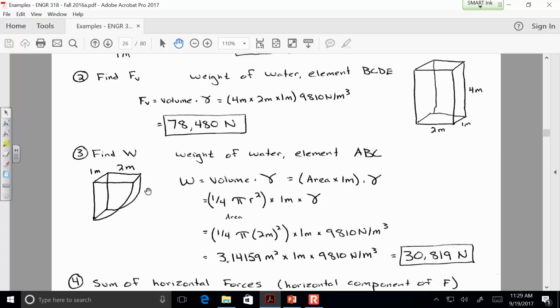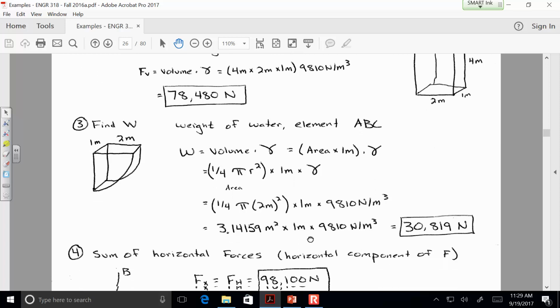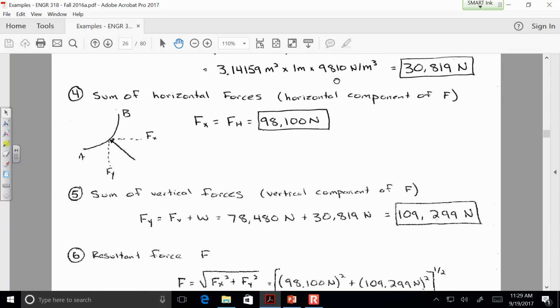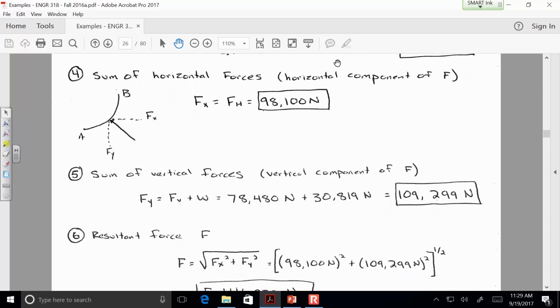Anybody else get these same numbers, 78,000 and 30,000? Okay, good. So then the sum of the forces, we've only got one force that's acting in the horizontal direction. So F sub x is going to be equal to, but with an opposite direction, the F sub h that we had indicated before.